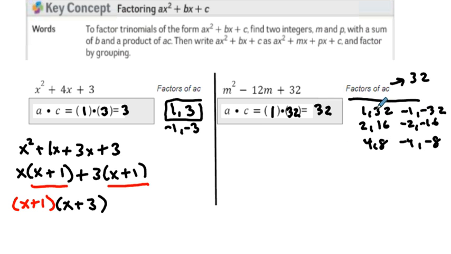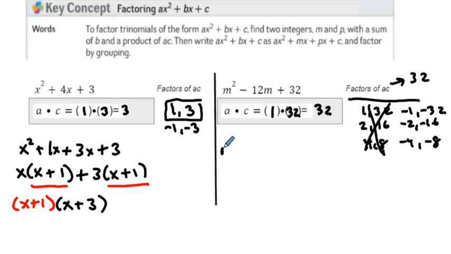And so now 1 plus 32 is 33. I need -12. And so you can see how these positive ones are going to give you positives, so we're not going to use any of these. We're going to use the negative ones. -1 and -32 is -33, still too big. -2, -16 adds up to -18, which is too big. But -4 and -8, jackpot, right?